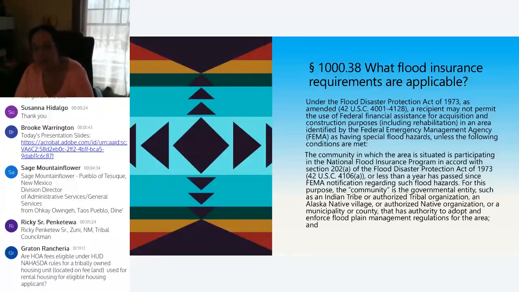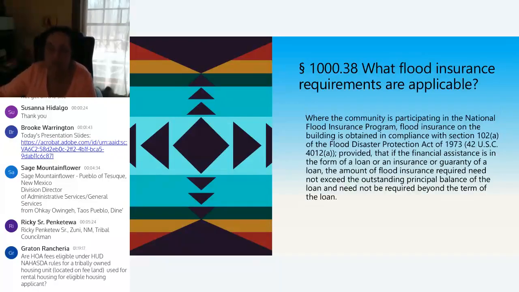The community in which the area is situated is participating in the flood insurance program in accordance with 202A of the Flood Disaster Protection Act of 73, or less than a year has passed since FEMA notification regarding the flood hazards. For this purpose, the community is your government entity, such as an Indian tribe, an authorized tribal organization, Alaska Native Village, an authorized Native organization, or a municipality or county that has authority to adopt and enforce floodplain management regulations for your area, and the community is participating in the National Flood Insurance Program.